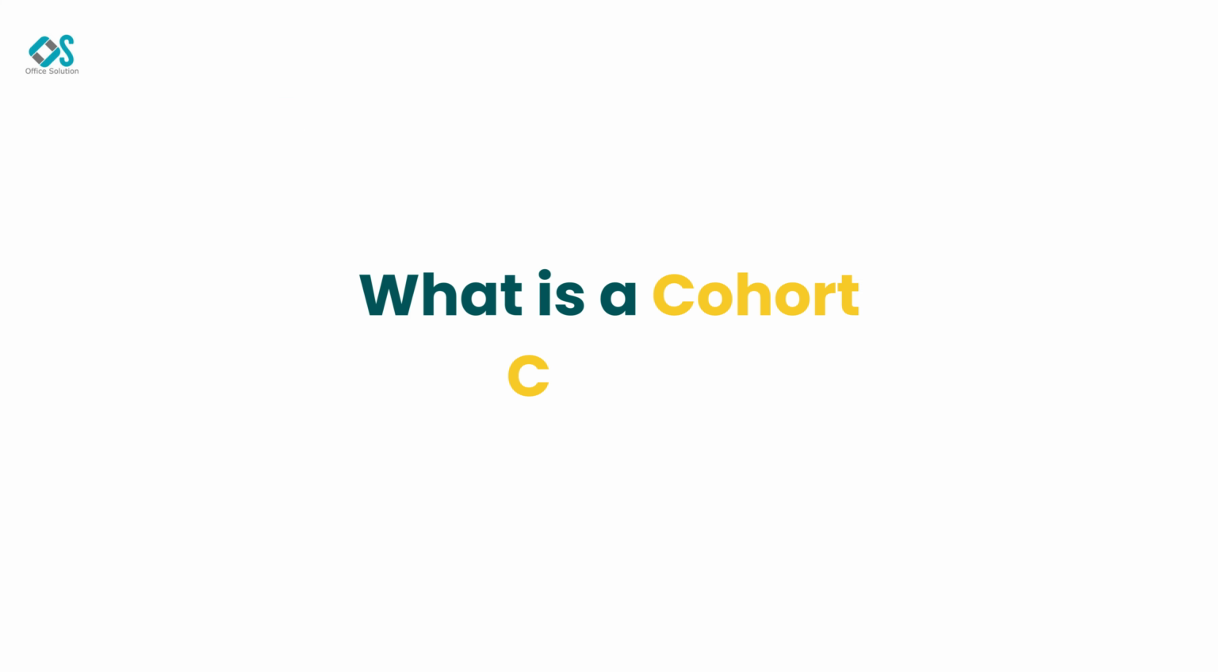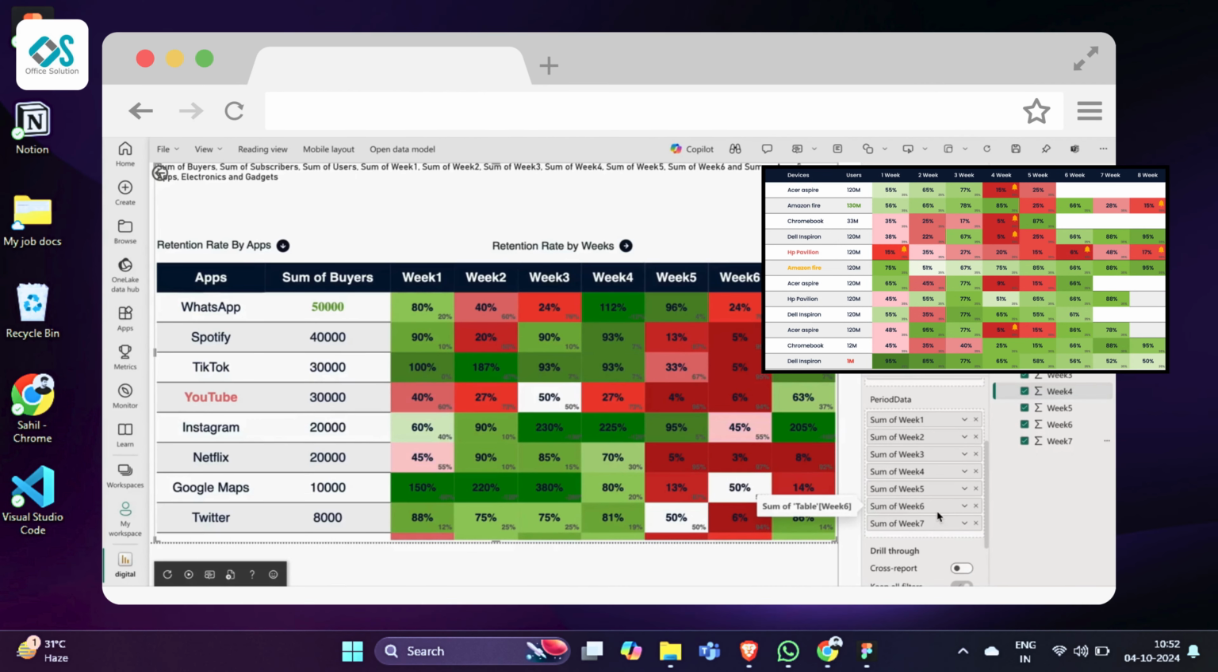So, what is a cohort chart? A cohort chart is a type of data visualization that helps in analyzing the behavior of a group of items over time. These groups share common characteristics or events within a defined period.